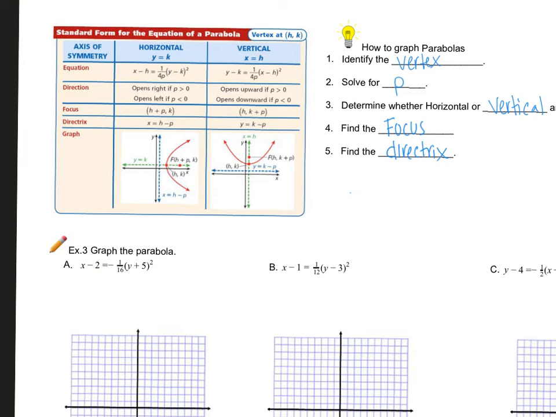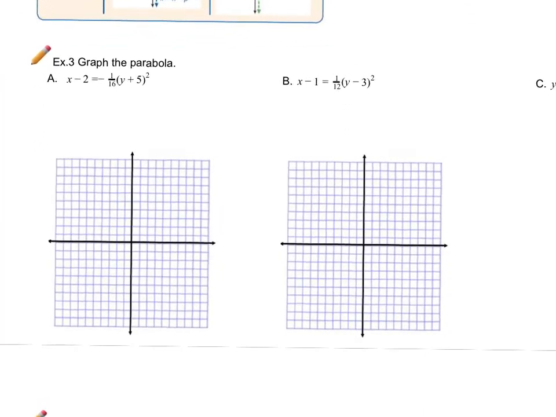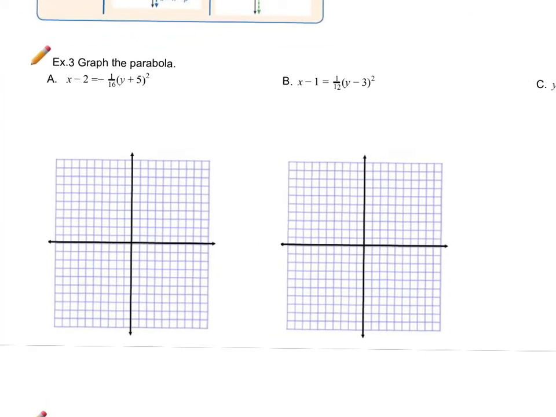If p is greater than 0 for a horizontal, it's going to open to the right. P is less than 0, it opens to the left. For a vertical, if p is greater than 0, we're opening upward, and if p is less than 0, we're opening downward. Alright, so example 3, let's identify my vertex.